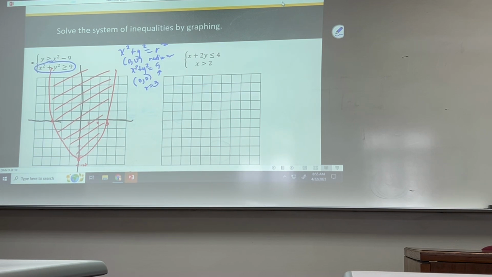So I'm just going to go from the origin. Everyone knows where the origin is, right? The center where the x and y intersect each other. So I'm going to go out 3. I'm going to go up 3.